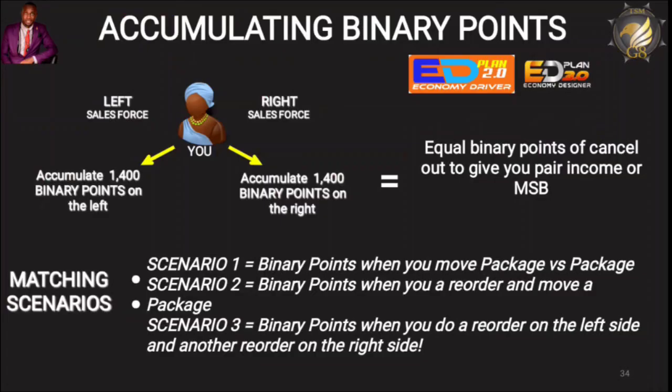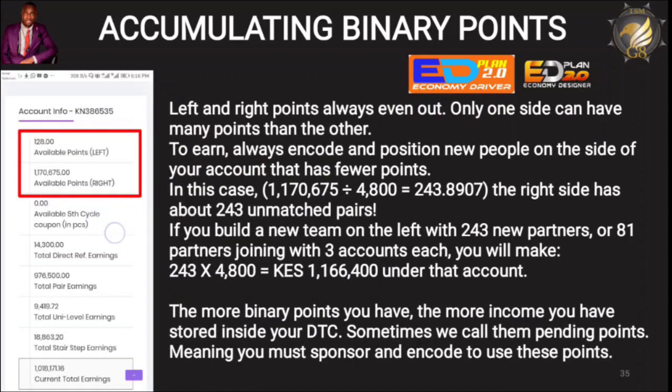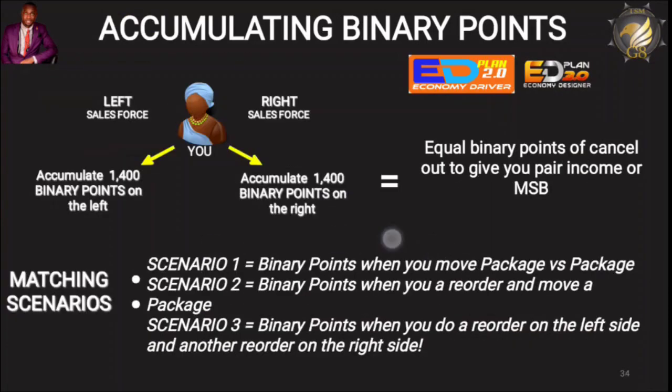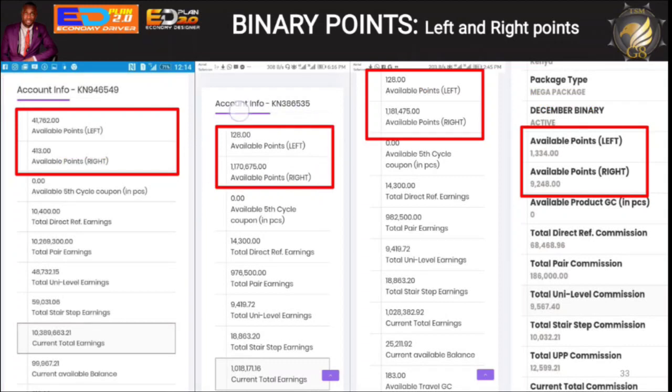Okay, so this is now usually the arrangement. Accumulating binary points, you have the left sales force and the right sales force, and the moment you balance 1,400 by 1,400, they minus out. That is why you see here on these points, you will never see that both of them are above 1,400. One of them must be below. Like here, this one is below 1,400, this one is above.